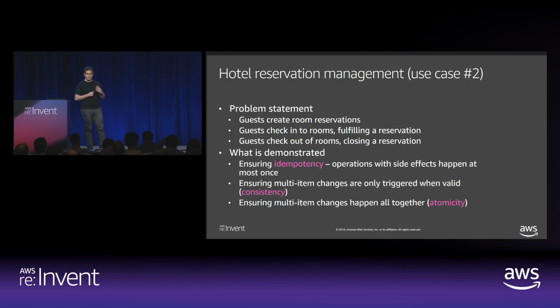And we will use that in order to make sure that when I make a reservation, I only create one reservation, no matter how many retries I have to go through. And we will also work through consistency and atomicity when we make state transitions.